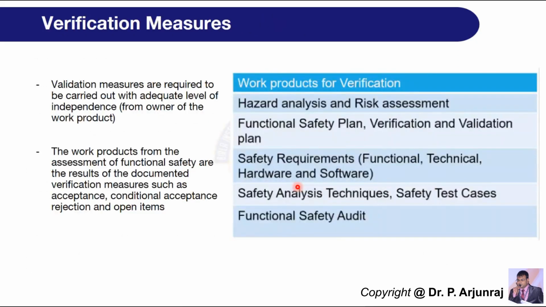And again, these are all step-by-step approaches. First, you start with HARA, next the functional safety plan, the verification and validation plan, and the safety requirement plan, which involves safety with respect to functional, technical, hardware, and software. Finally, you go for a safety analysis technique, and you are going to have some safety test cases. Finally, you go for the functional safety audit.